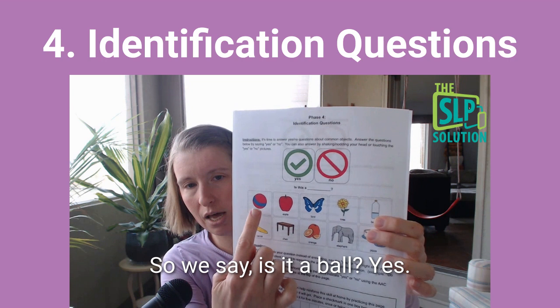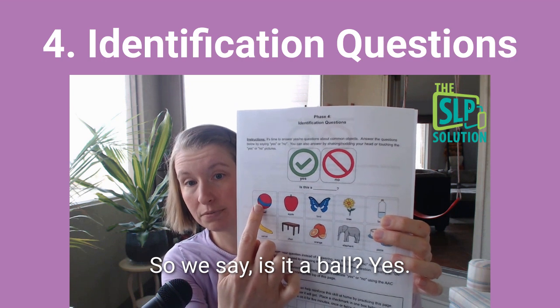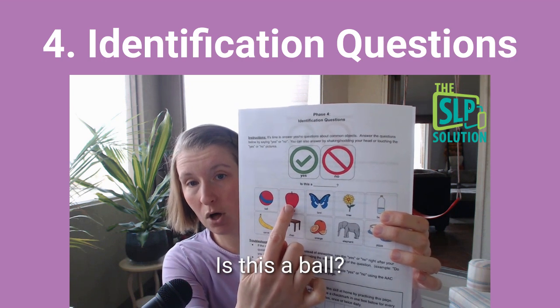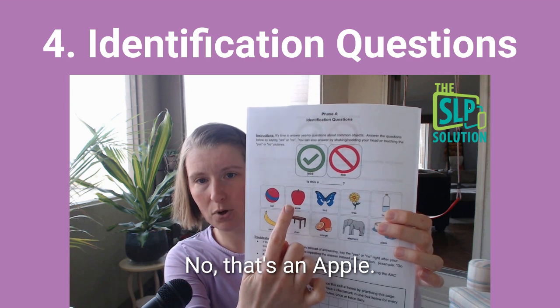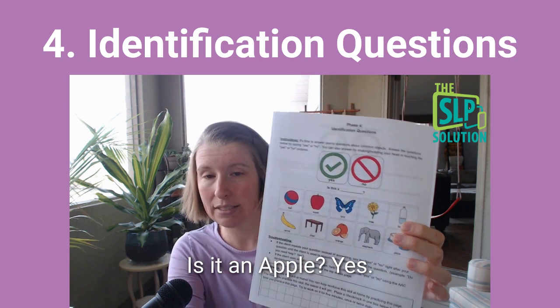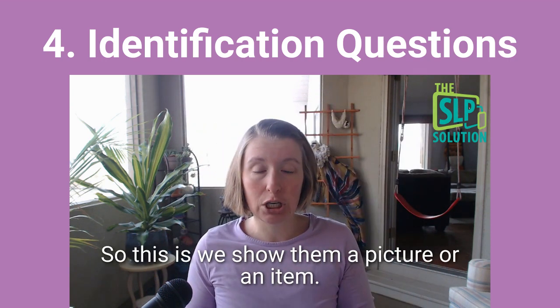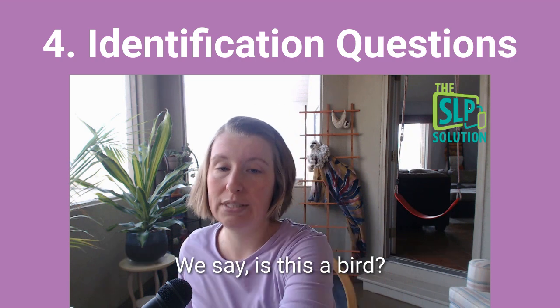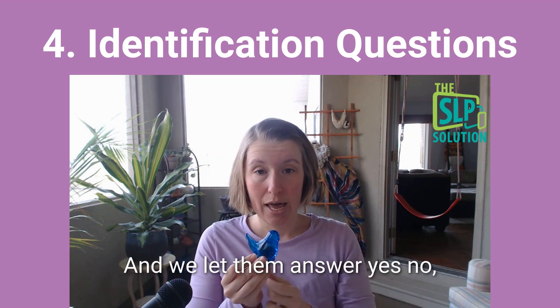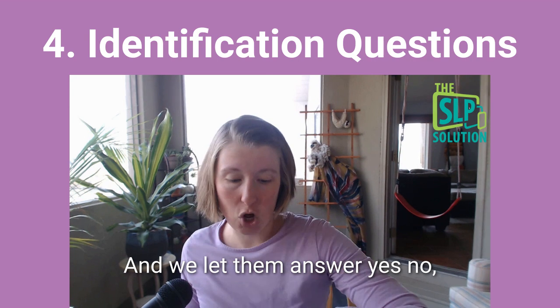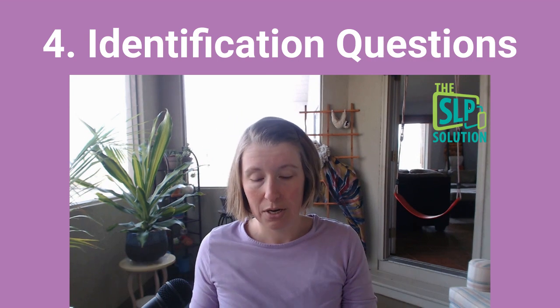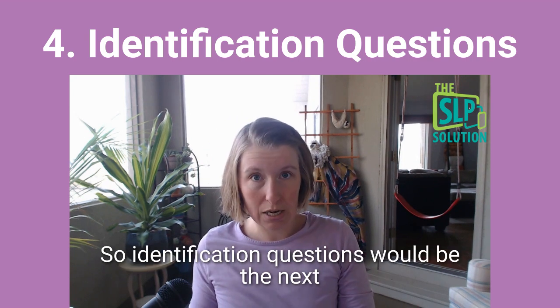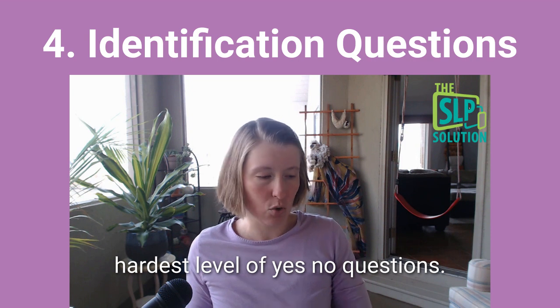So we say, is it a ball? Yes. Is this a ball? No, that's an apple. Is it an apple? Yes. So we show them a picture or an item. We say, is this a bird? And we let them answer yes, no, and we prompt them through that. So identification questions would be the next hardest level of yes, no questions.